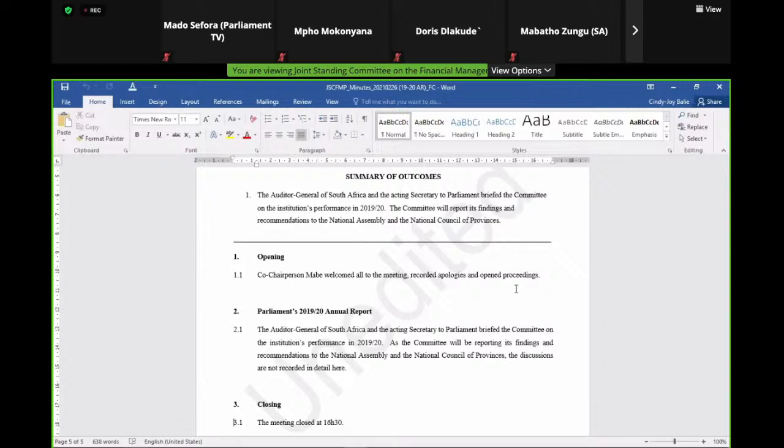Can we then get a mover as a true reflection of what transpired in this meeting? A mover for minutes? I move, Chairperson. Mr. Singh moves. Thank you, Mr. Singh. Can we get a seconder? Lesoma seconds, Honorable Chair. Thank you very much, Julius.